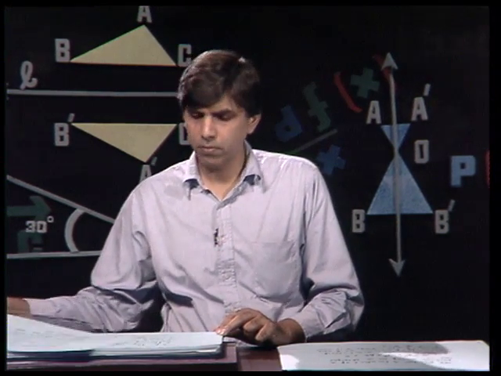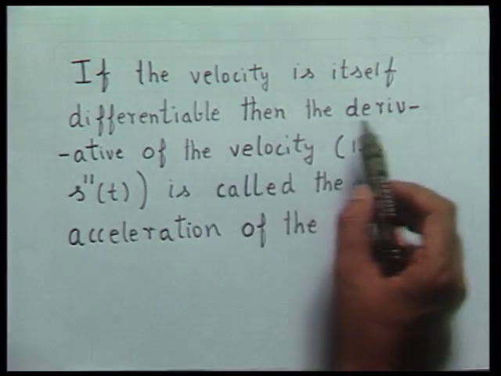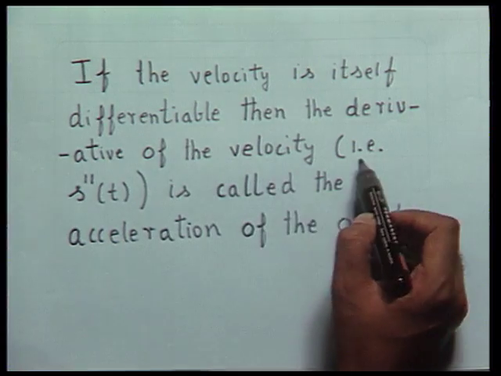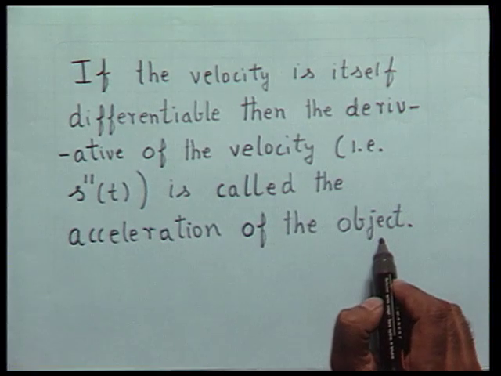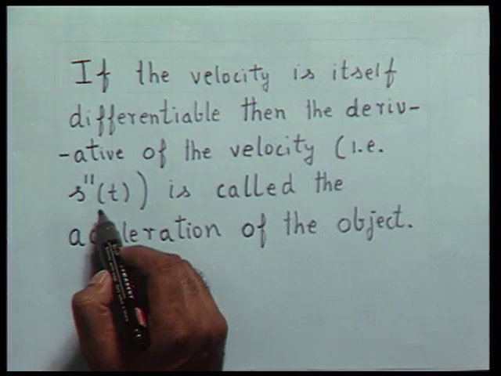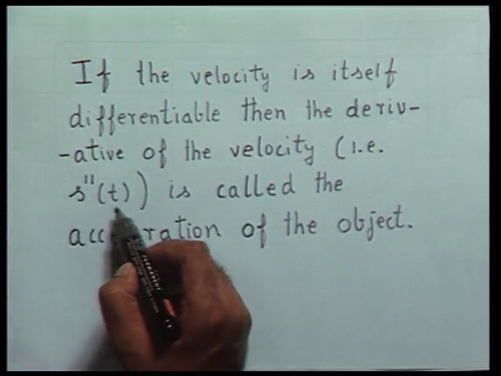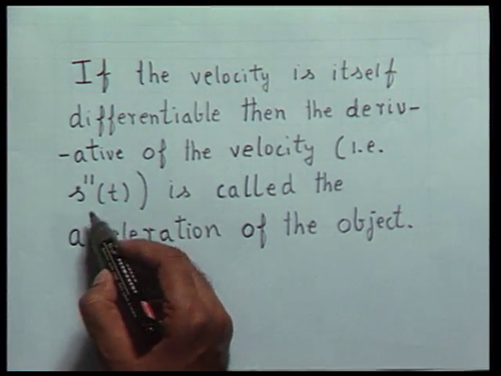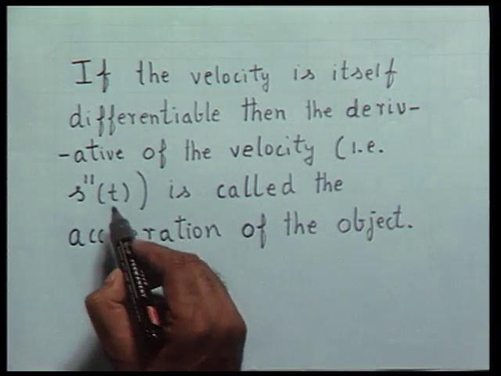Furthermore, in such a situation, I have something more to fix for you. If the velocity is itself differentiable, then the derivative of the velocity, that is s''(t), is called the acceleration of the object. Remember, s''(t) is the second derivative of s(t), and by our notion of derivatives, s''(t) is the rate of change of s'(t). Since s'(t) is velocity, rate of change of velocity would have to be acceleration, of course at the instant of time t.